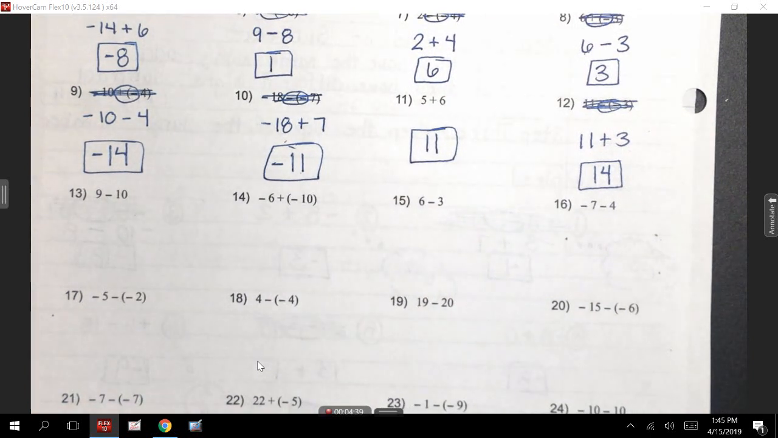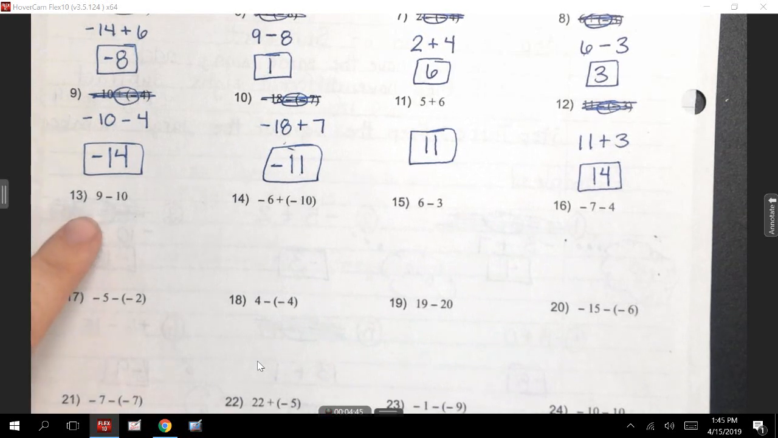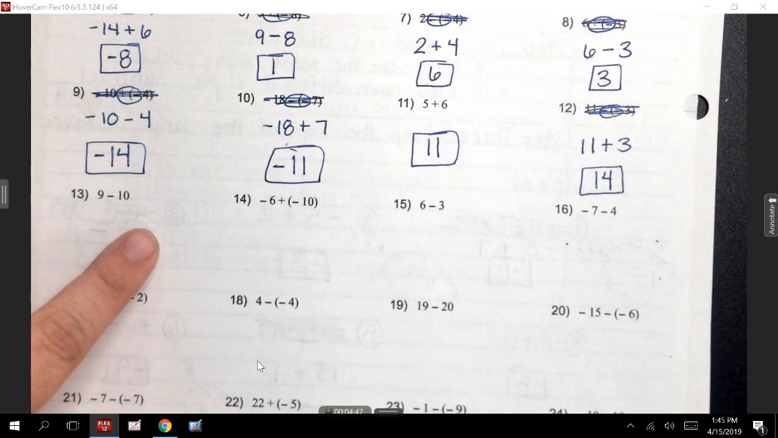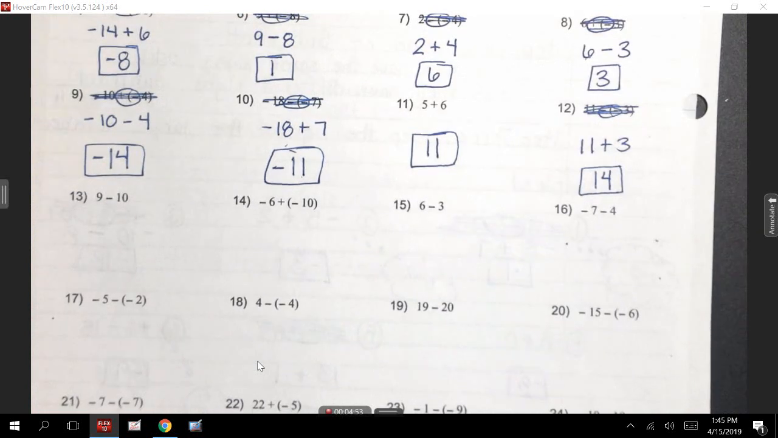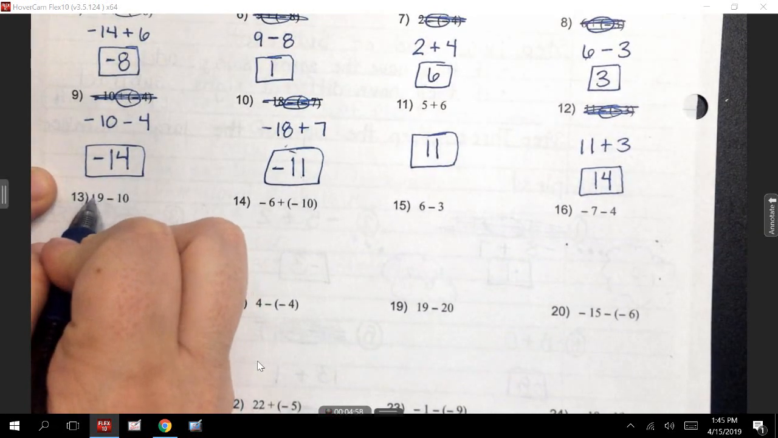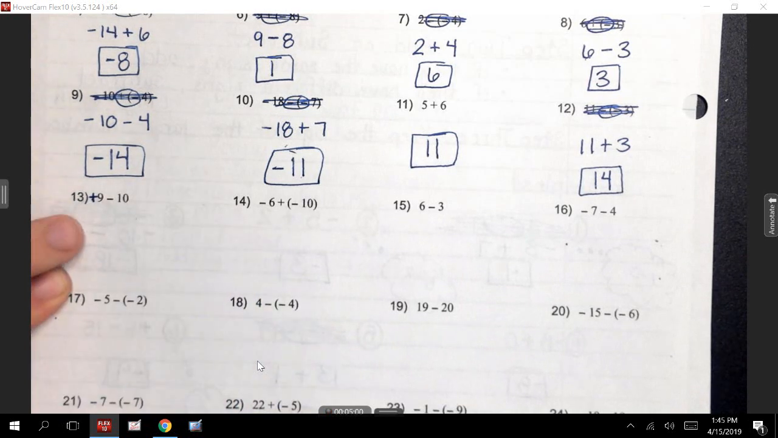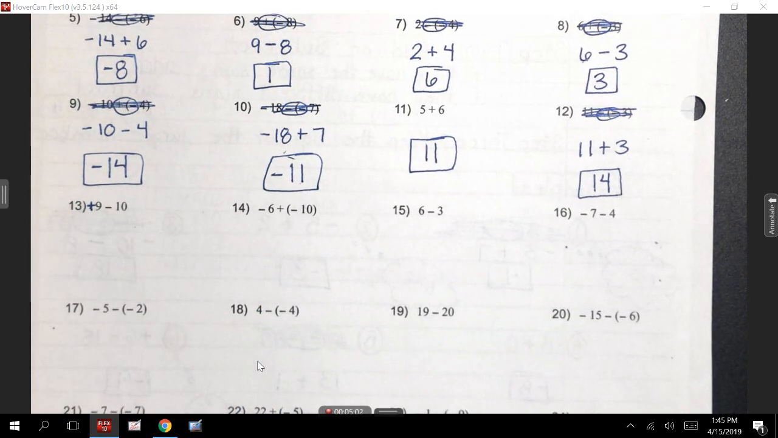All right. Number 13. Guys, number 13, again, I think number 13 is one of the trickier ones. It says 9 minus 10. Is that one of my simple intermediate ones? No, because I got a small number minus a big number. So we want to think, do those two numbers have the same signs or do they have different signs? Davis? Different. Remember, 9 is positive because it doesn't have anything in front of it.